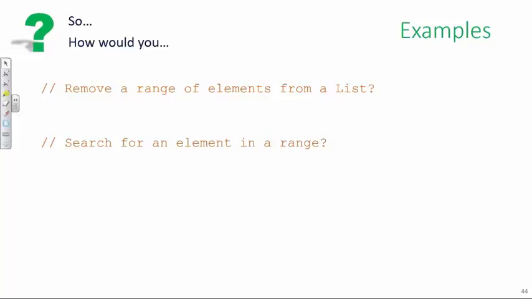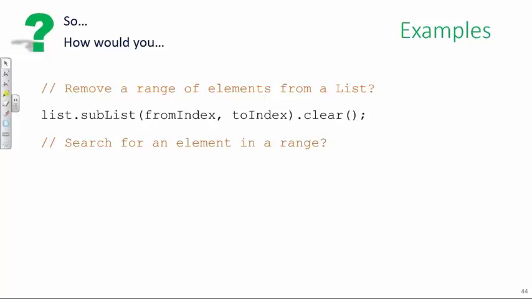For example, removing a range of elements from a list. Let's say that the variable list is our main list. We call sublist on that and specify two indexes, from 5 to 10, for example. We get a sublist, and that sublist is write-through to the original list. So I clear my sublist.